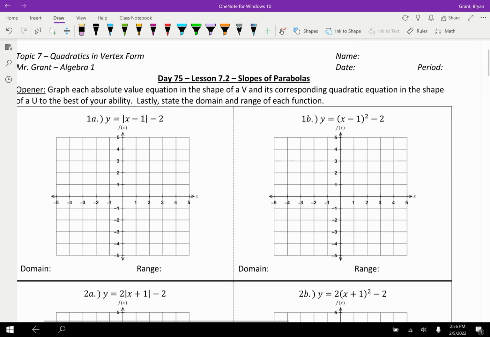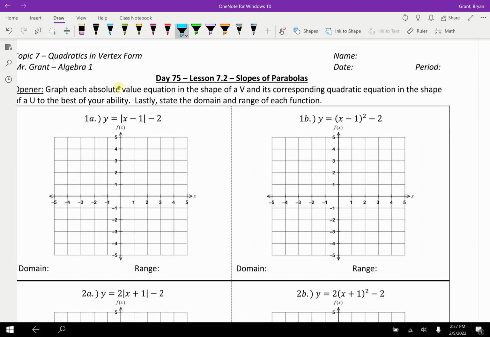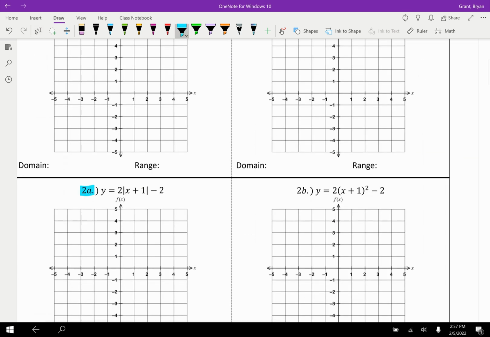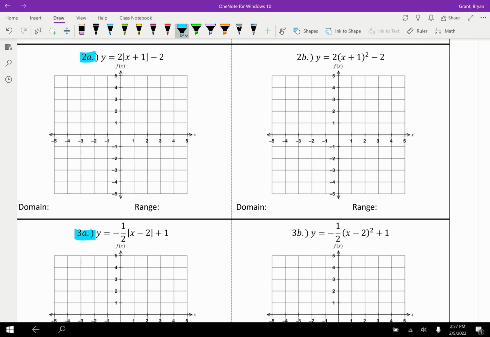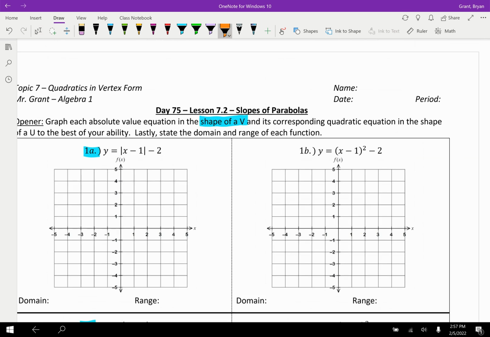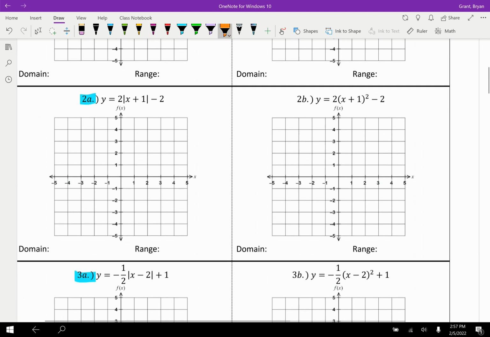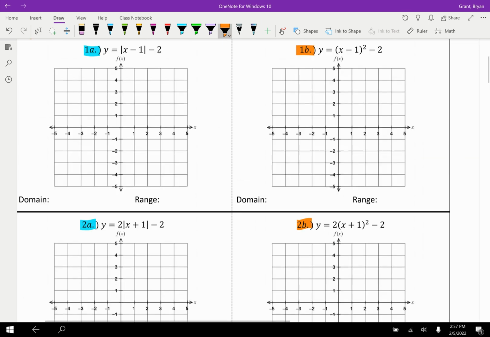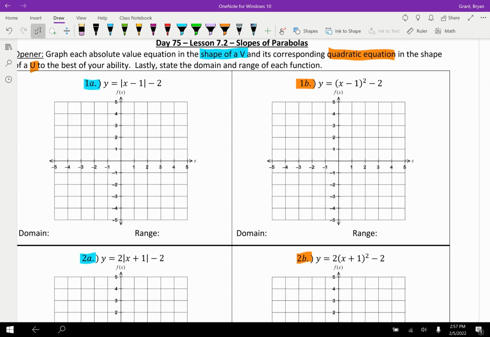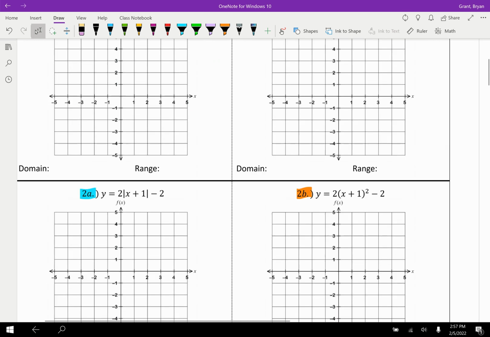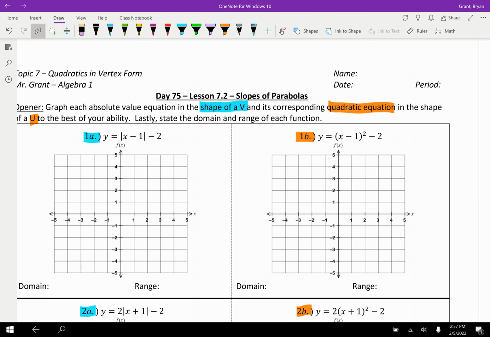Well, if you don't, it's also in the instructions up above. It says graph each absolute value equation in the shape of a V. And so each of these with the absolute value bars are going to make a V. And then graph the corresponding quadratic equation in the shape of a U to the right. So what that means, I think, is you should be able to graph everything in blue. No problem. We did that in topic 5.